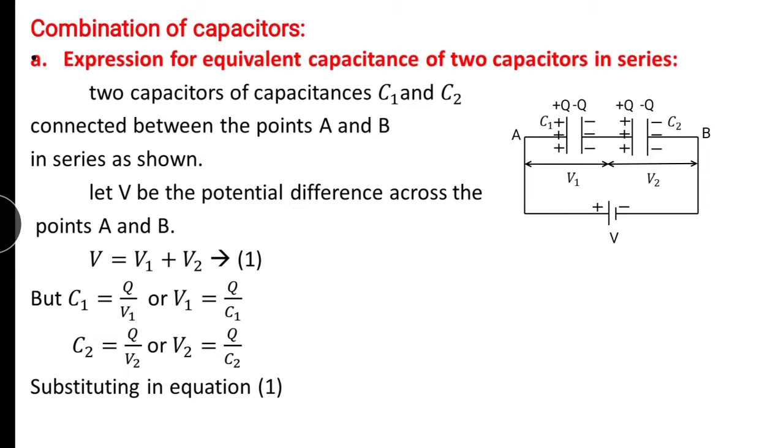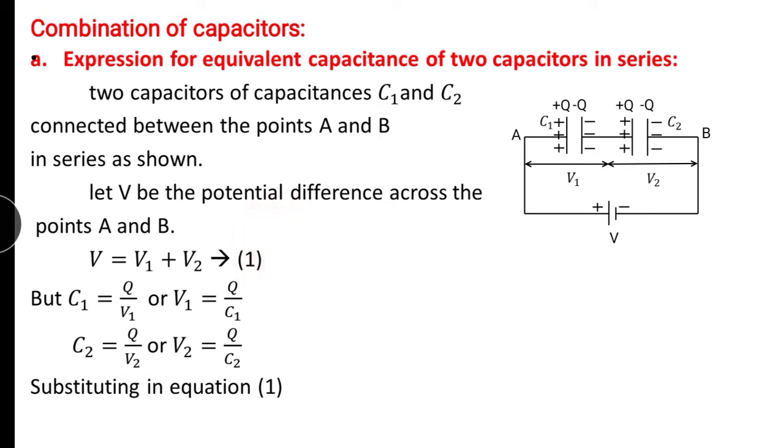As you can see in the diagram, we have two capacitors here, C1 and C2. Let us apply a potential difference of V across them, so in between the points A and B we are applying the potential difference of V. The potential across the first capacitor is V1 and the second capacitor is V2, so the total potential across the combination can be written as V is equal to V1 plus V2. Let me call this equation number 1.